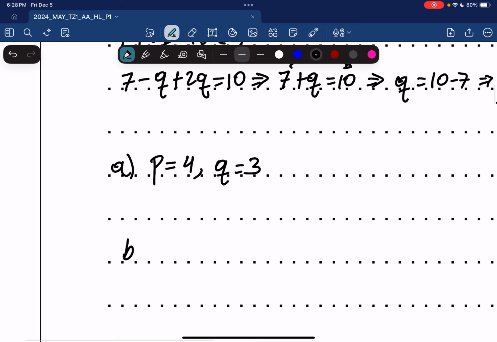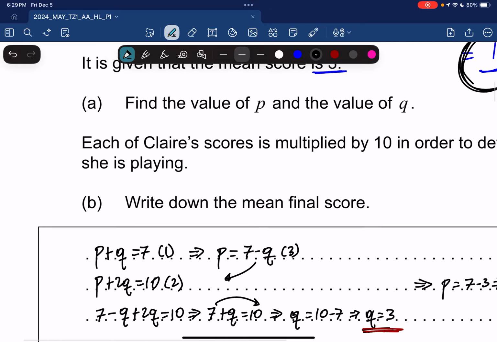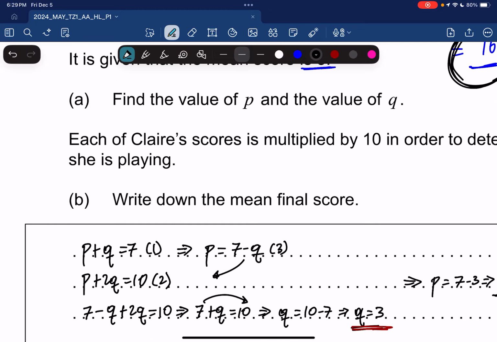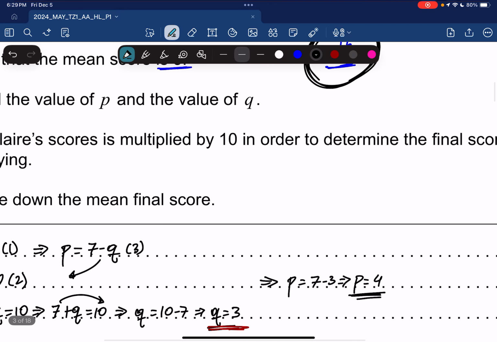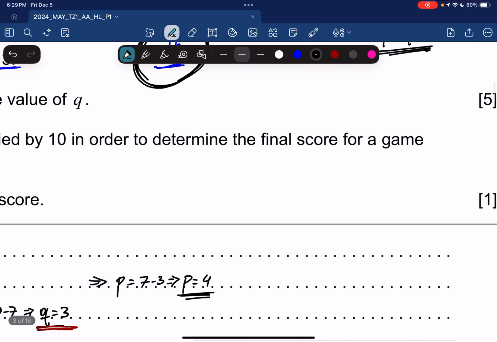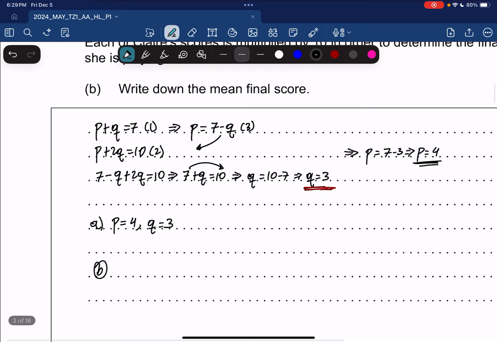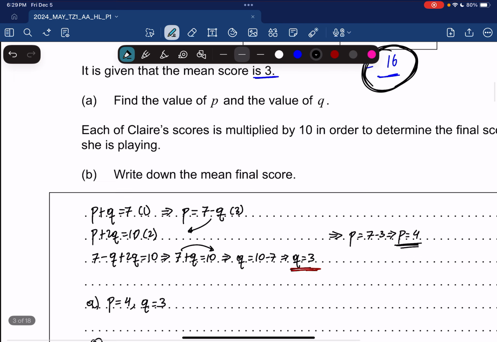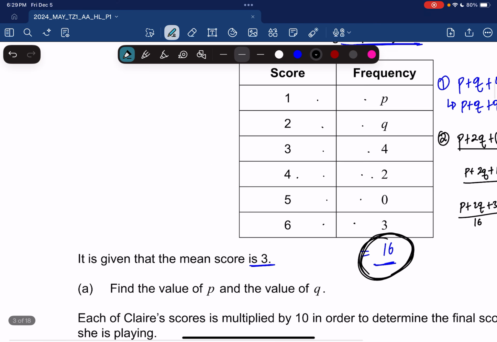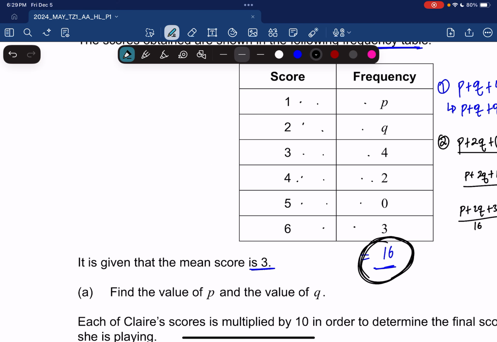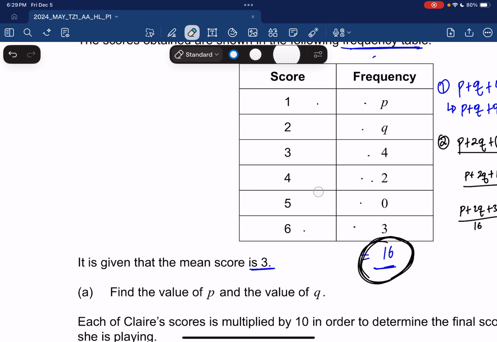For question B, let's read what happened. Each of Claire's scores is multiplied by 10 in order to determine the final score for a game she is playing. Write down the mean of the final score. So one way to do it is multiply all of those scores by 10. So we can do that.